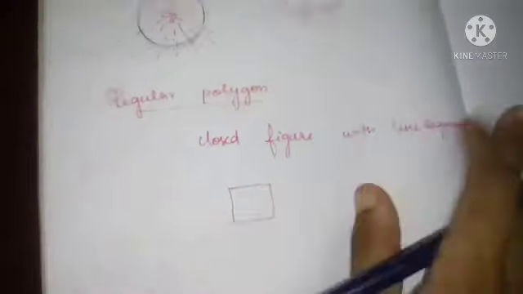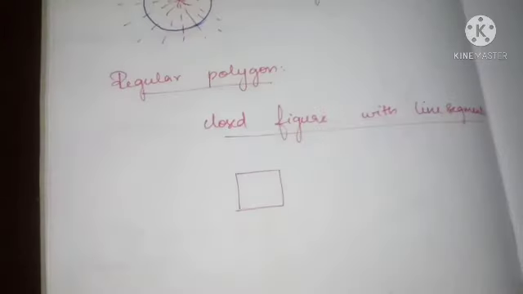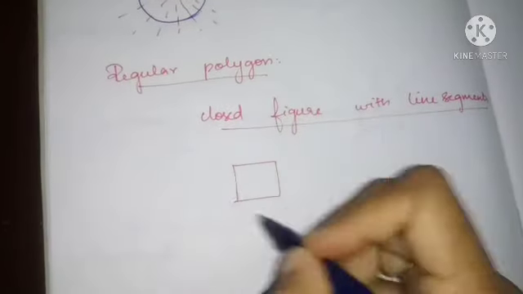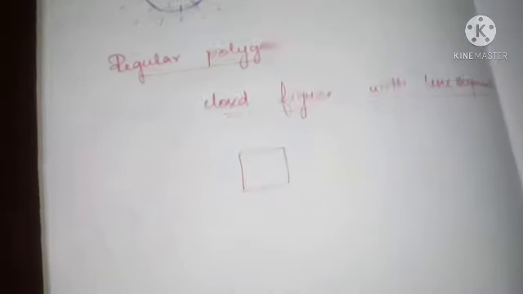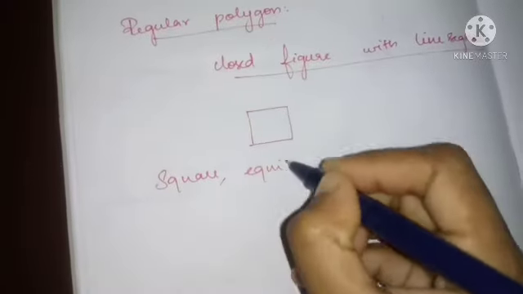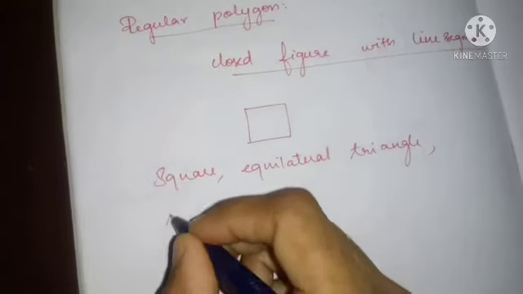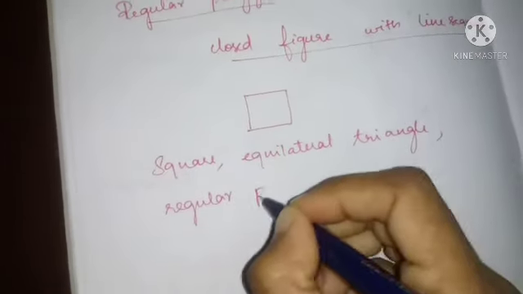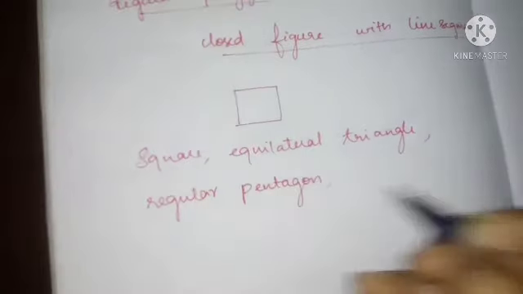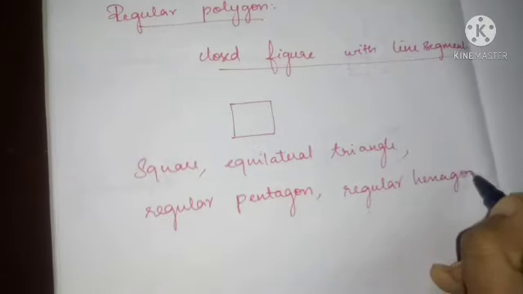Okay. Regular polygon. We are going to see about the regular polygons. This is the polygon definition. Regular means what? All the sides of the polygon are equal. So square, equilateral triangle, regular pentagon. Pentagon means how many sides? 5 sides. Okay, regular pentagon, regular hexagon, like that it goes on. Okay, regular septagon, regular octagon, regular nonagon, regular decagon, like that it goes on.